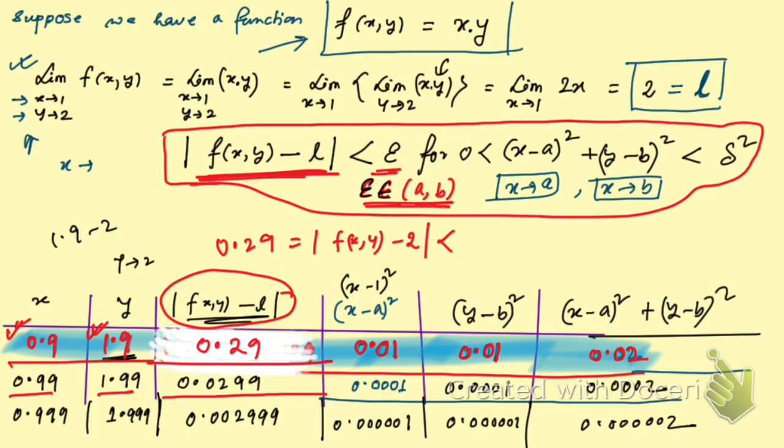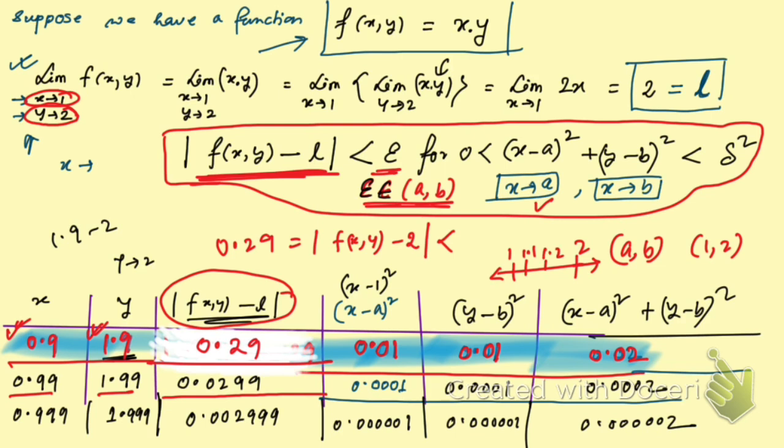What is the a and b here? What is a and b? In this case we had taken x tends to 1, y tends to 2. So a comma b is nothing but 1 comma 2. Now you see, this is 1, suppose this is 2, number line 1 and 2. Between 1 and 2 we have numbers like 1.1, 1.2, those numbers.